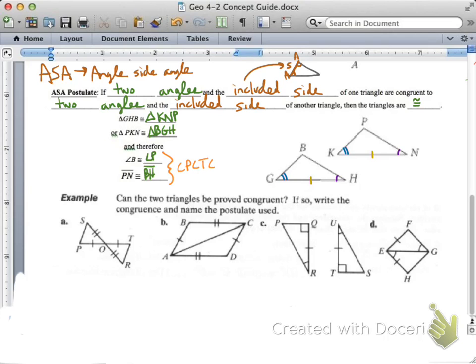Okay, so the first type of question that you'll be answering from these is, do we have congruent triangles? Can the two triangles be proved to be congruent? If so, write the congruence and name the postulate used. So let's look at example A here.